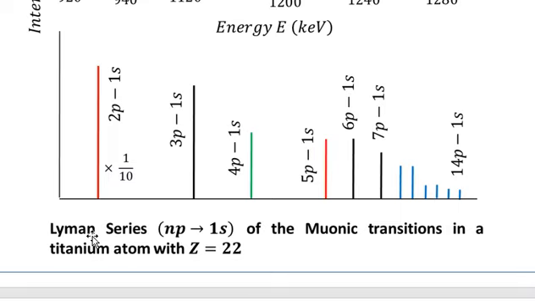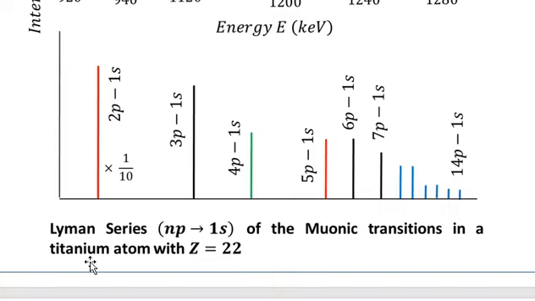You know that in the Lyman series, the transition to the lowest level is always the 1s level, that is the lowest orbit, and the upper np levels can make transitions. So this is 2p, 3p, 4p, 5p, and so on, because the principal quantum numbers can take integer values starting from the value of 2. So from 2p to 1s, from 3p to 1s, from 4p to 1s, from 5p to 1s, and so on. These transitions will form the Lyman series of the muonic transitions in a titanium atom with Z is equal to 22.